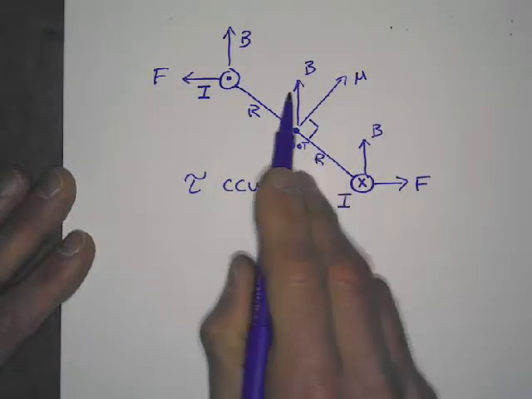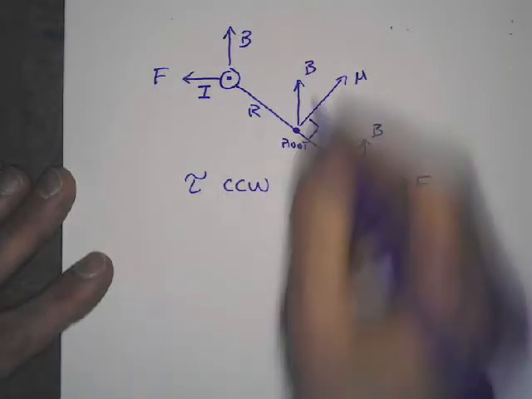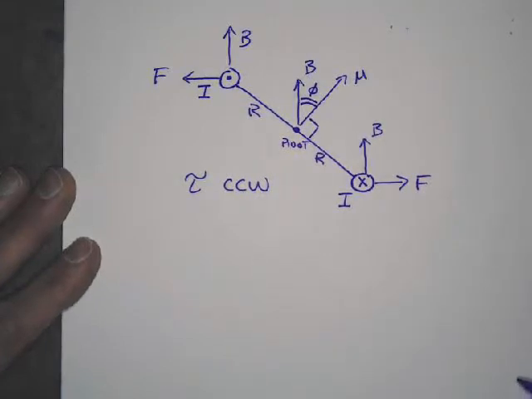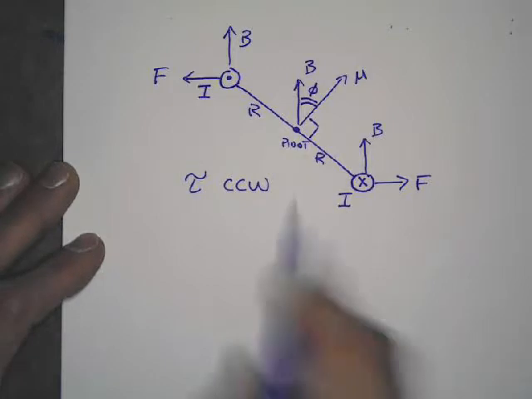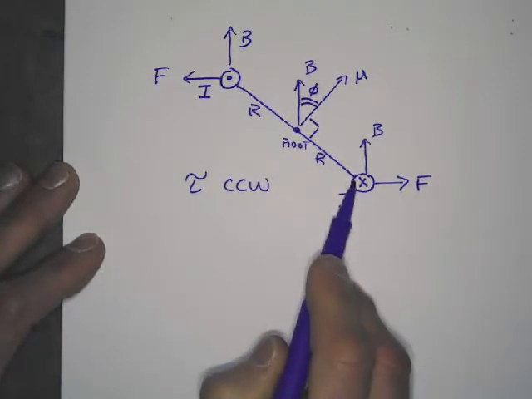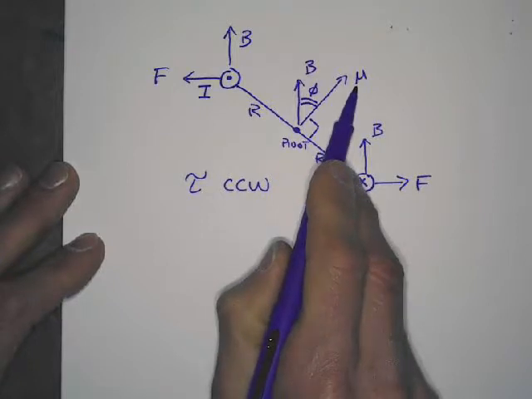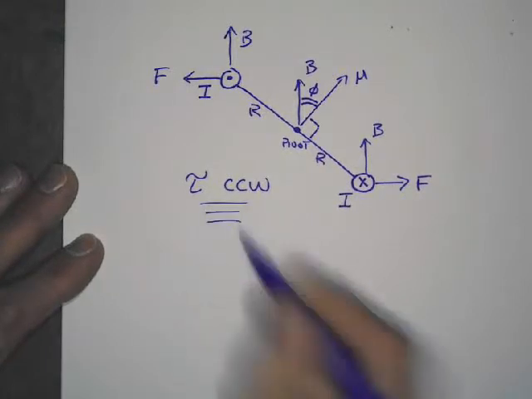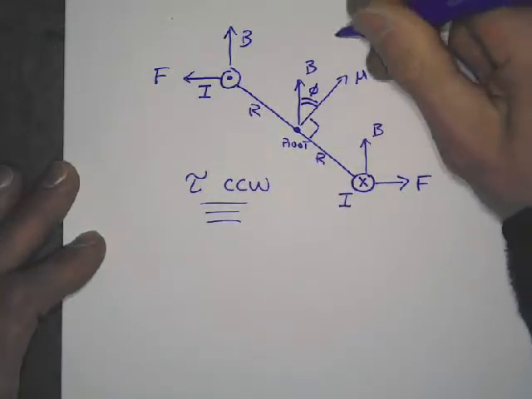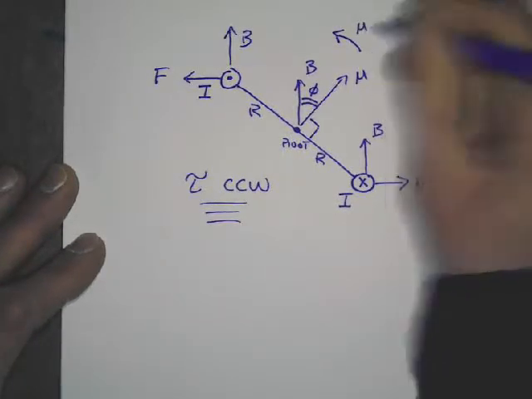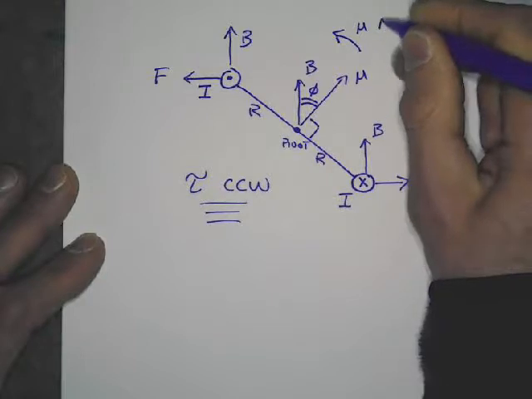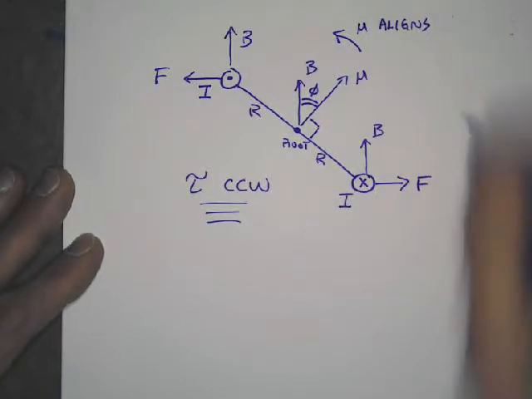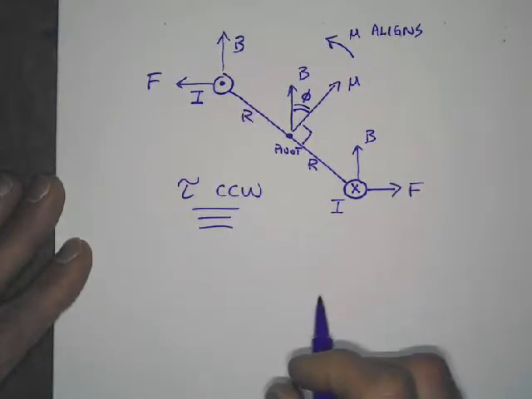You can see that the dipole moment is not currently lined up with the magnetic field; there is an angle between these two things. That's the phi angle. The tendency is that the loop is going to try to rotate to make this vector line up with this vector, and that's going to happen through, again, a counterclockwise torque. So I'll draw a little arrow here: we'll say that mu aligns. So the loop will actually twist itself in the counterclockwise direction in order for that to happen.